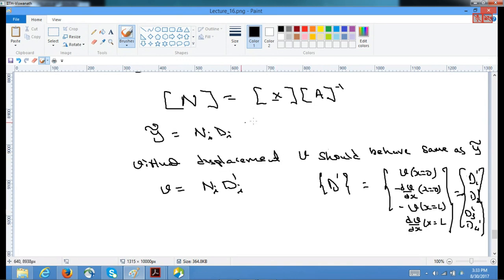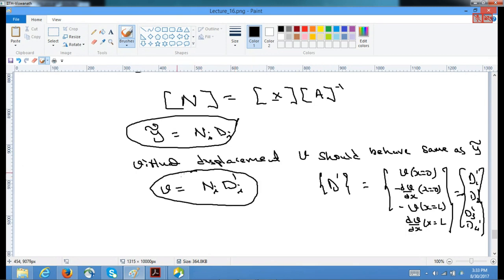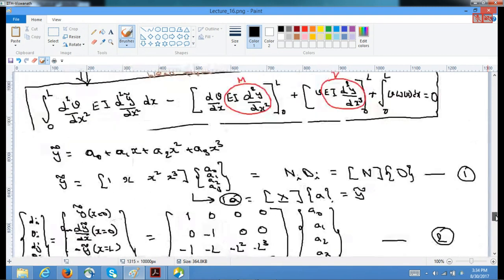So if you see that the interpolation for the actual displacement approximation and the virtual displacement approximation are same. Both the approximations follow same interpolation because they have similar characteristics, or we tend to choose it in that manner. So because of that, what we'll do is we take this approximation and we go ahead and put it back in this equation.